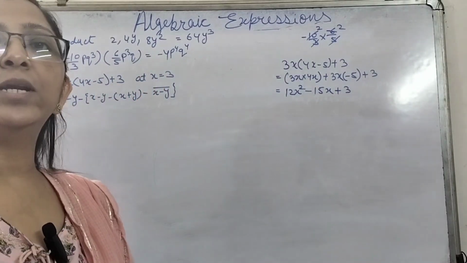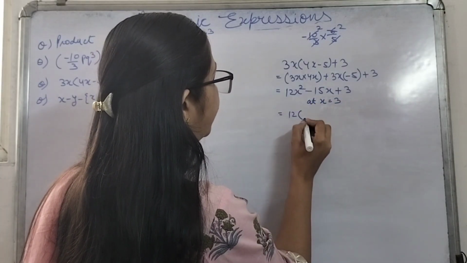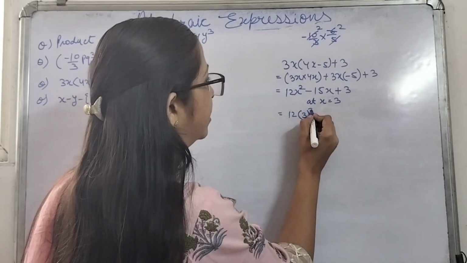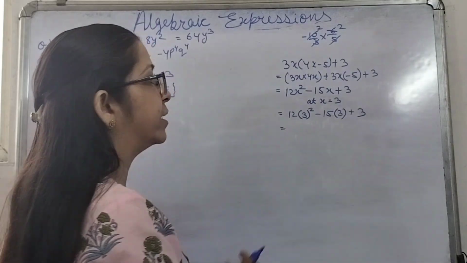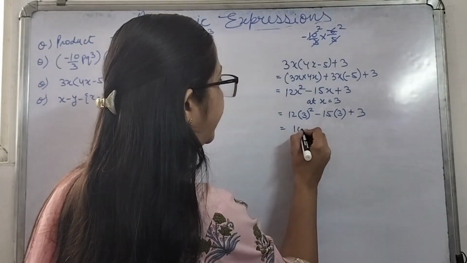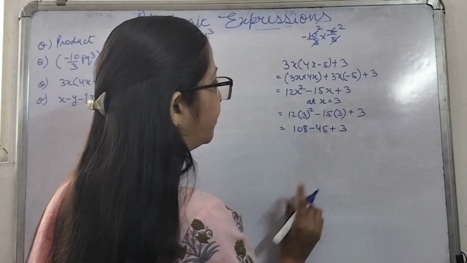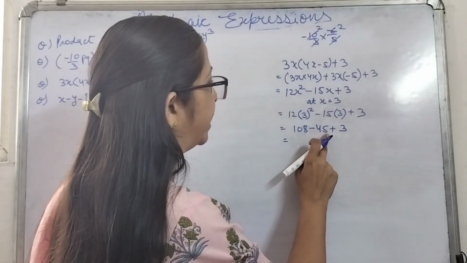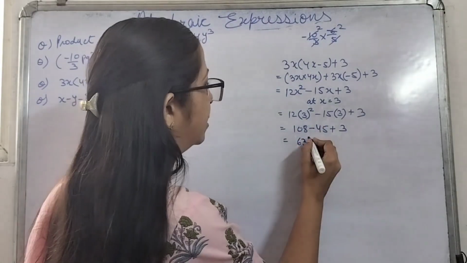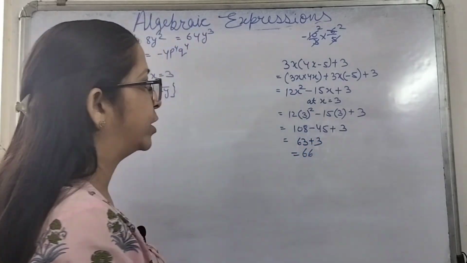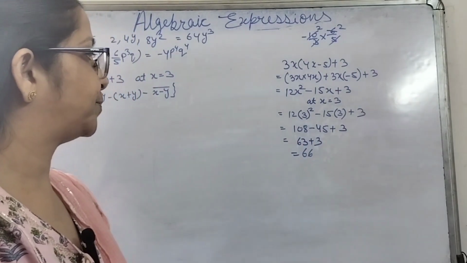Now we have to keep x equal to 3. So at x equal to 3, it will be 12 multiplied by, instead of x we have kept 3, minus 15, instead of x we have taken 3, plus 3. 3 3s are 9 and 12 9s are 108, minus 15 3s are 45, plus 3. So we will be solving it further. 108 minus 45 is 63, plus 3, that is 66 will be the answer. We will be keeping x equal to 3. Your result will be 66.